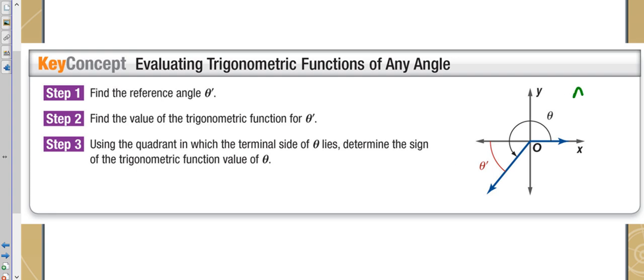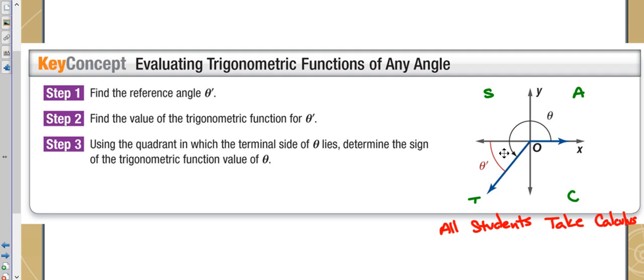One of the tricks is going to be the ASTC trick, which means we have an acronym. We'll call it, in class, "all students take calculus," you'll hear me say. And that's just a reminder of when something is positive or negative. Now here's how it works.